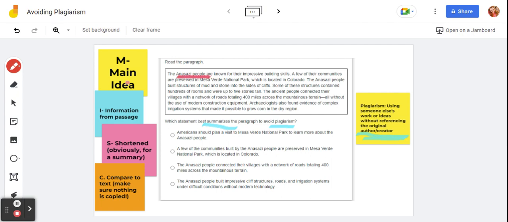That's going to be my main idea, okay? Or my topic rather, the Anasazi people. So my summary is going to have to include them and talk about their impressive building skills, because that's what the whole paragraph is going to be about.